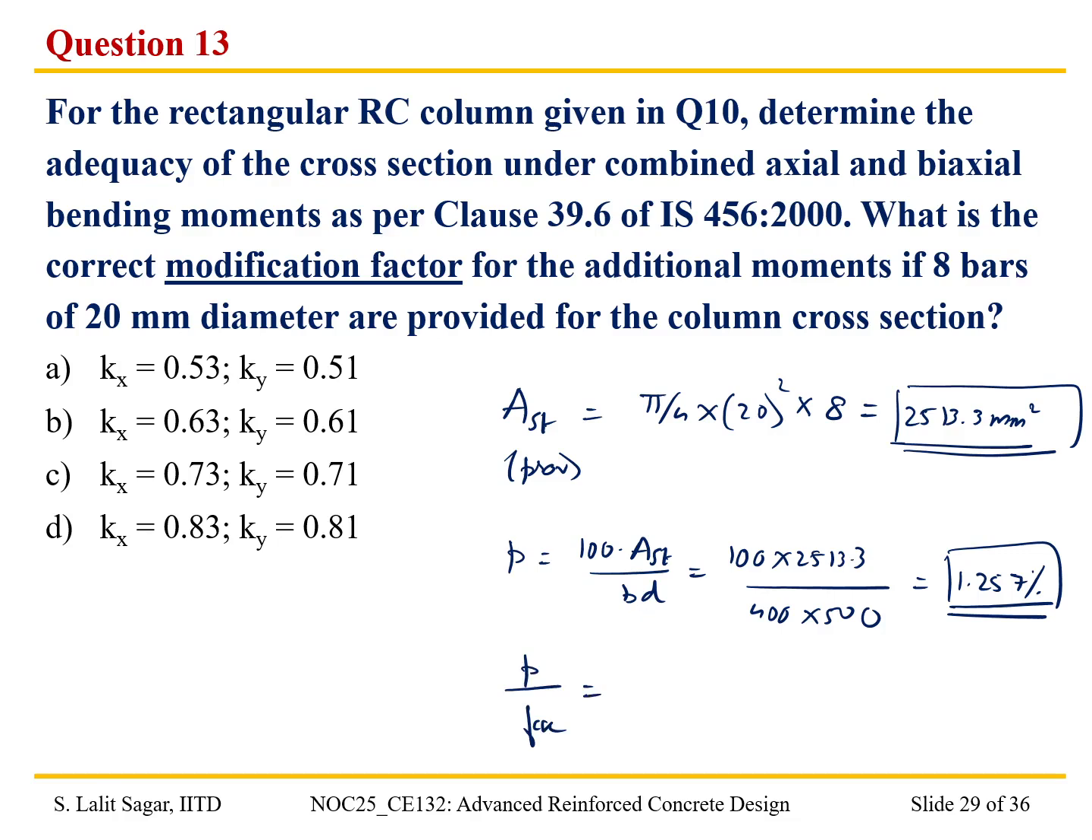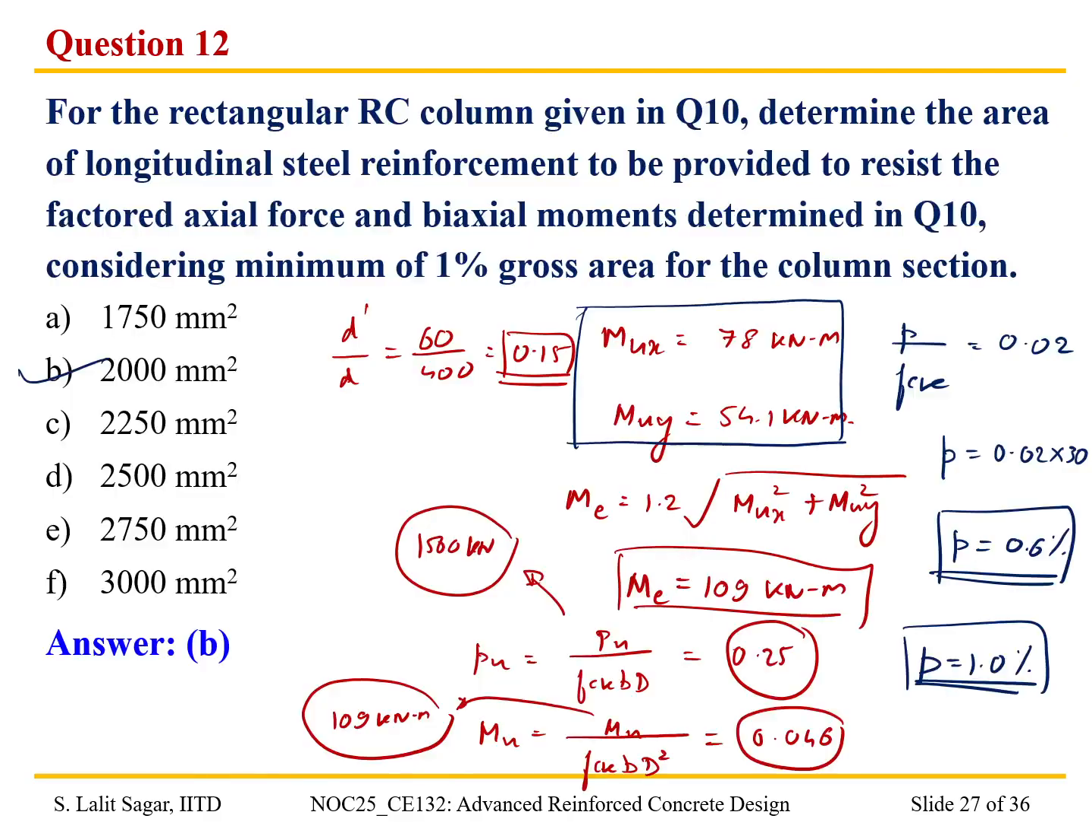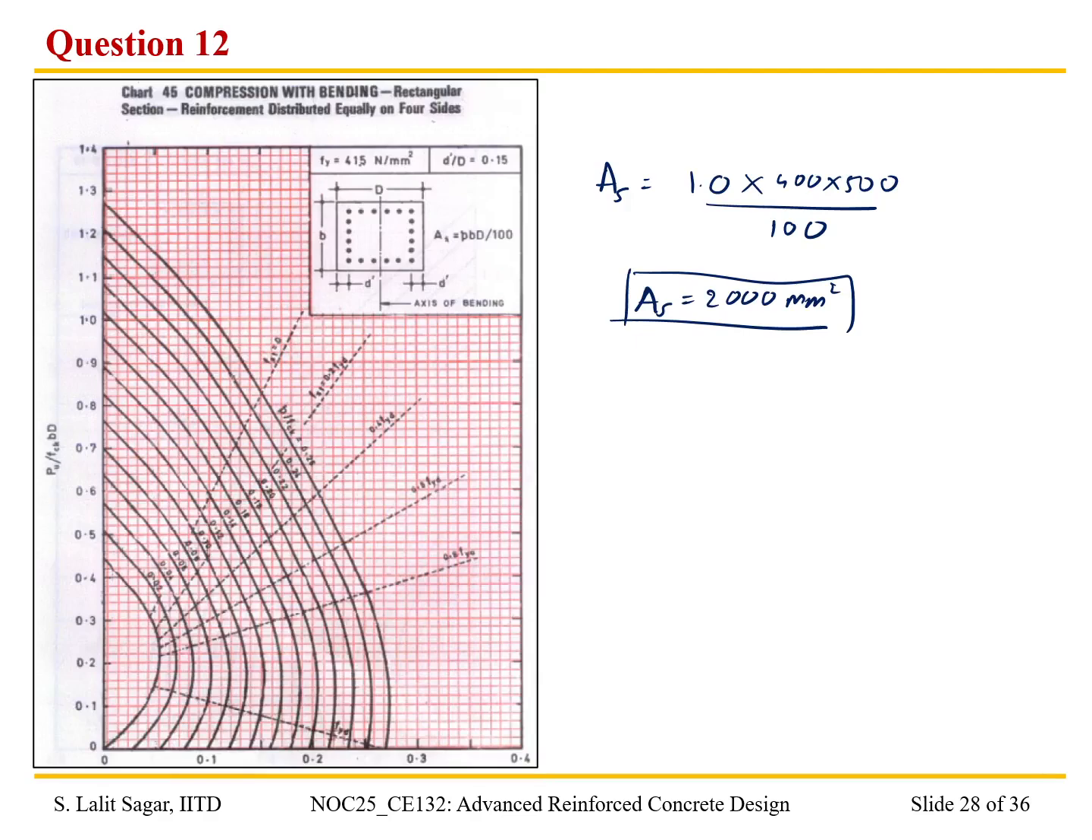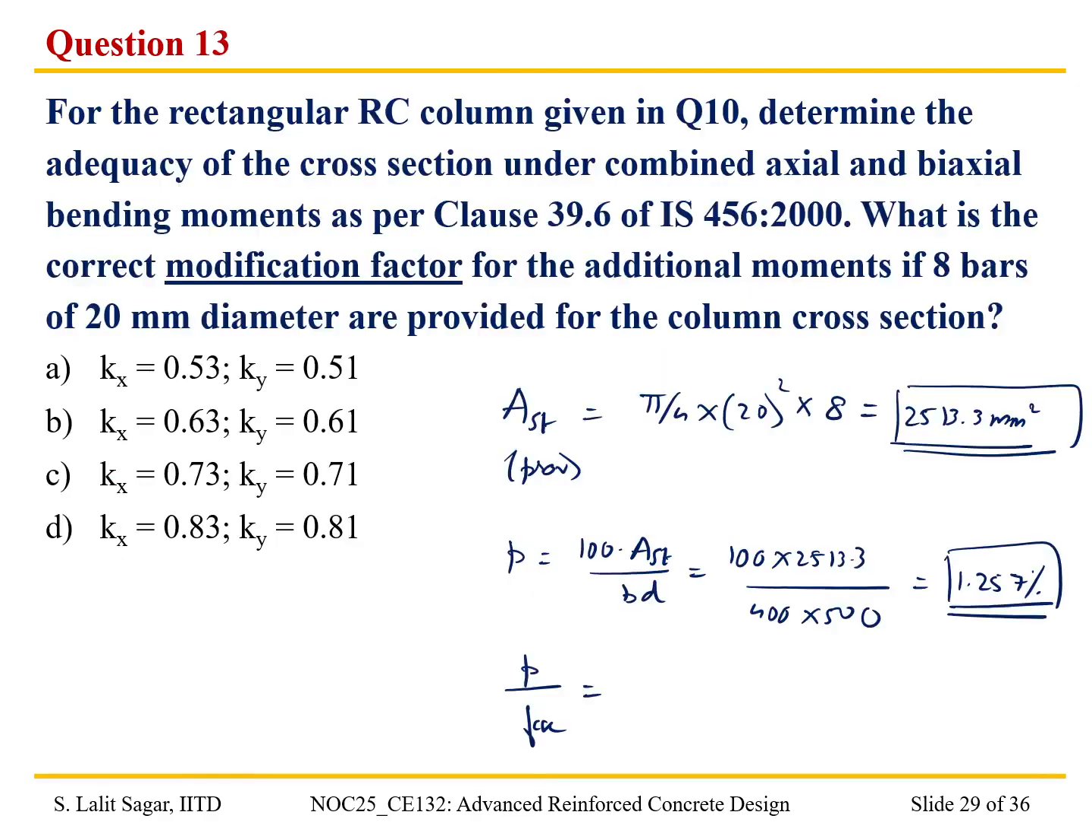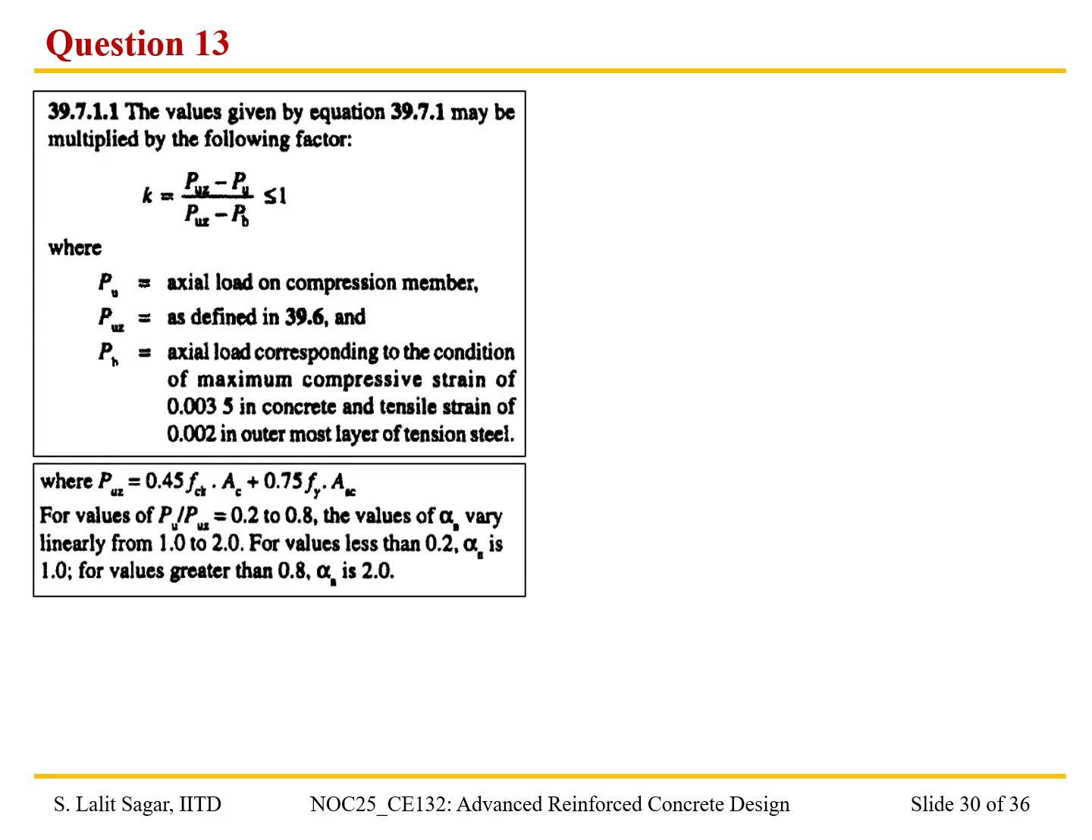Okay, correspondingly, we have P by FCK as how much? I think the grade of concrete is 30, right? 0.04. Okay. So what is the value of K? So the K is given by PUZ minus PU divided by PUZ minus PB. So PB corresponds to the balance section.